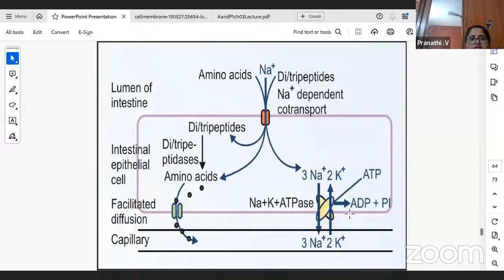You can see, this is a basic example. Sodium is being transported, and along with the sodium, you have the amino acids, di and tripeptides. So this is a sodium dependent co-transport.